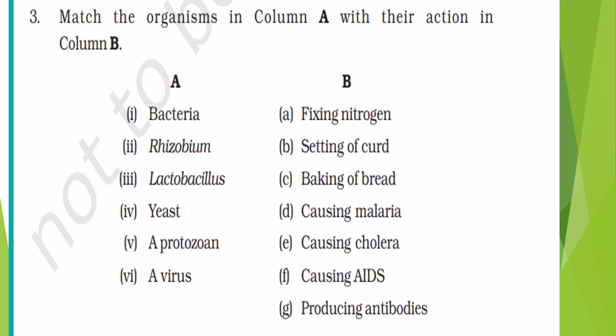Okay, now match the following. Here you have to match the organisms from column A with a reaction in column B, right? So first of all, bacteria. We have just dealt with it, right? Bacteria, what does it do? It will cause malaria, right? Next, rhizobium, what will it do? It will fix nitrogen. Lactobacillus, it is used for setting of curd. Yeast, what is yeast used for? It is used for baking of bread. A protozoan, tell me what is it? It is that one that causes malaria. A virus, it causes AIDS, right? Okay.